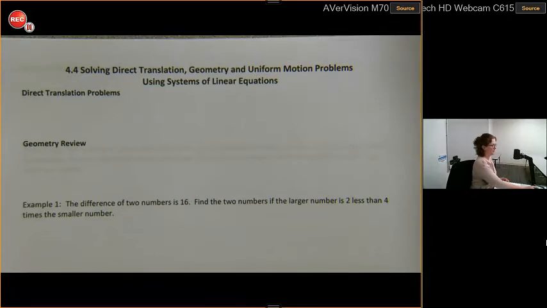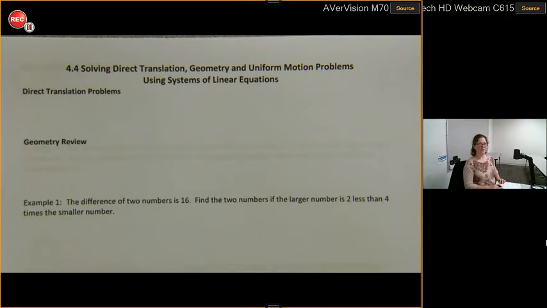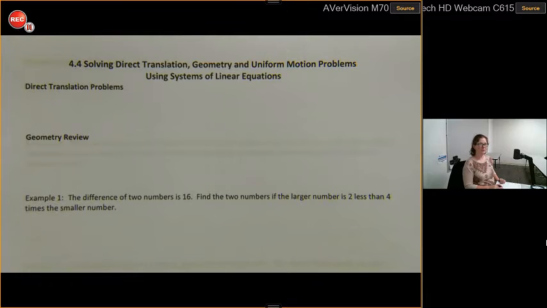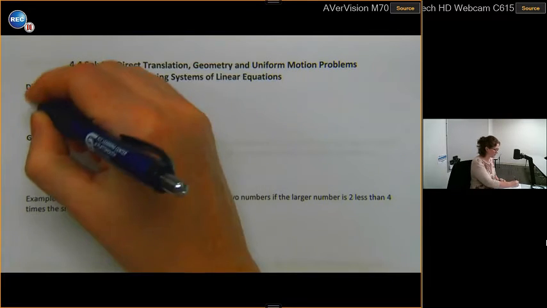Here we are in section 4.4, and it is going to be solving direct translation, geometry, and uniform motion problems using systems of linear equations. So direct translation problems are the problems where the words describing the problems can be translated to mathematical statements.